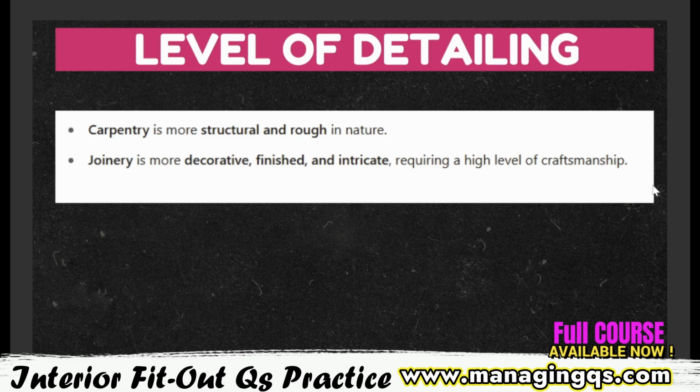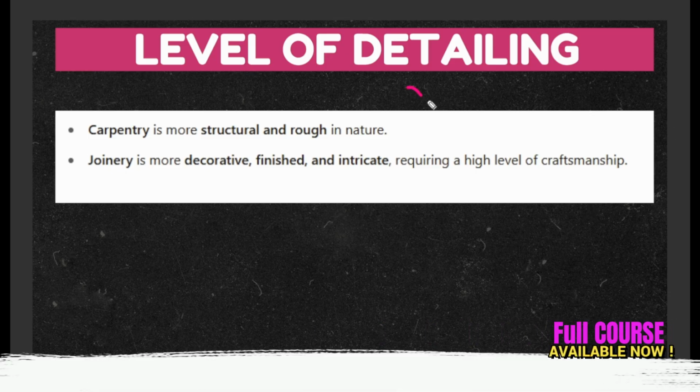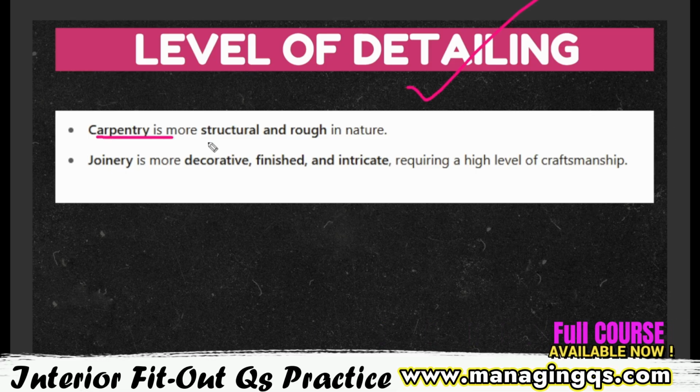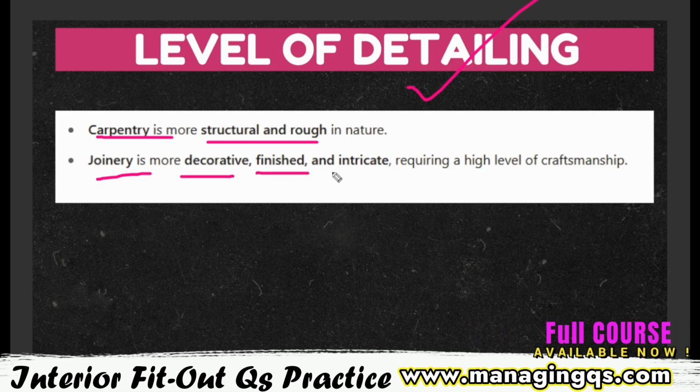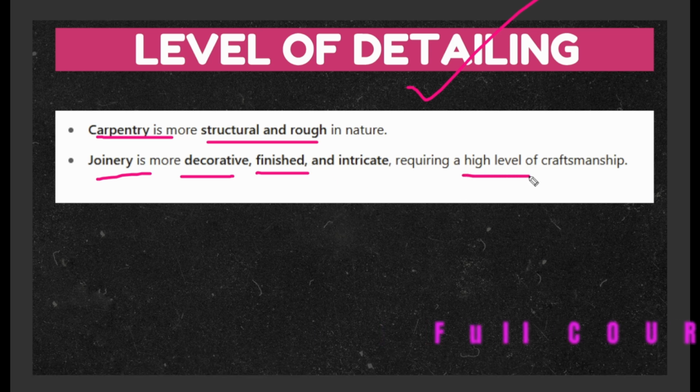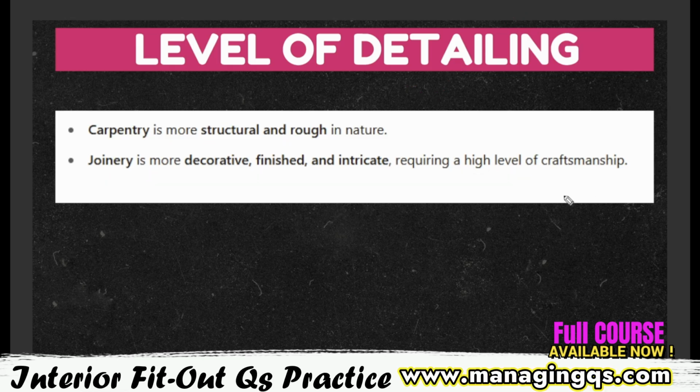The third one is the level of detailing. Carpentry is more structural and tough in nature, so it is not for high-level detailing; it's high-level structural work. And joinery is more decorative and finished work. That's why we have to keep high-level detailing and precision. Okay, so this is another very important concept.